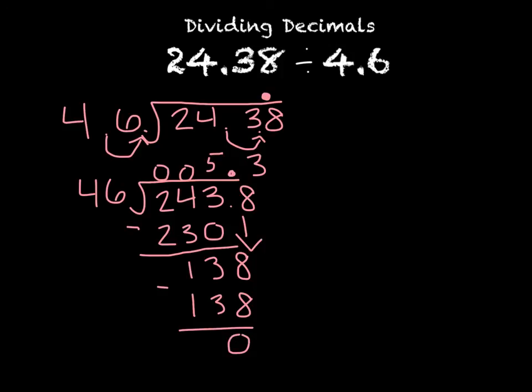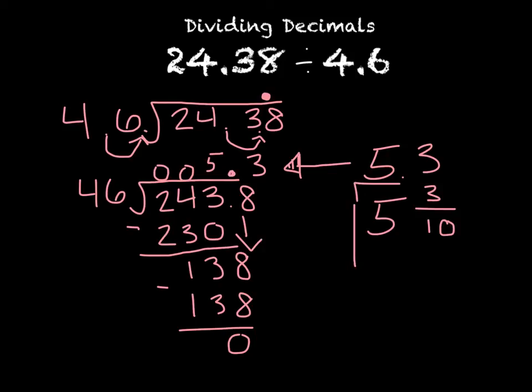So our answer, just like Mr. Leatherwood showed us the other way, is 5.3. And if you want to write it the other way, you can go ahead and write it as 5 3/10. And that's your answer. So pick which way you like. Practice a few and we'll see how you do.